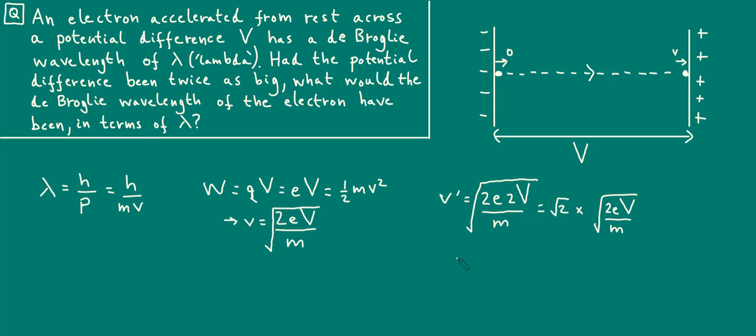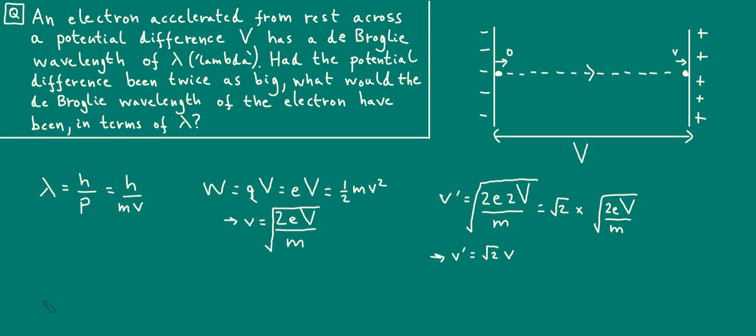And if you look over here, what we've got here is just the old final speed of the electron when the potential difference was just big V. So what we've ended up with here, in other words, is that the new final speed, v prime or v dash, is equal to square root of 2 times the old final speed, which we just called little v. We can now use this to figure out what the de Broglie wavelength would have been had the potential difference been twice as big as the original.